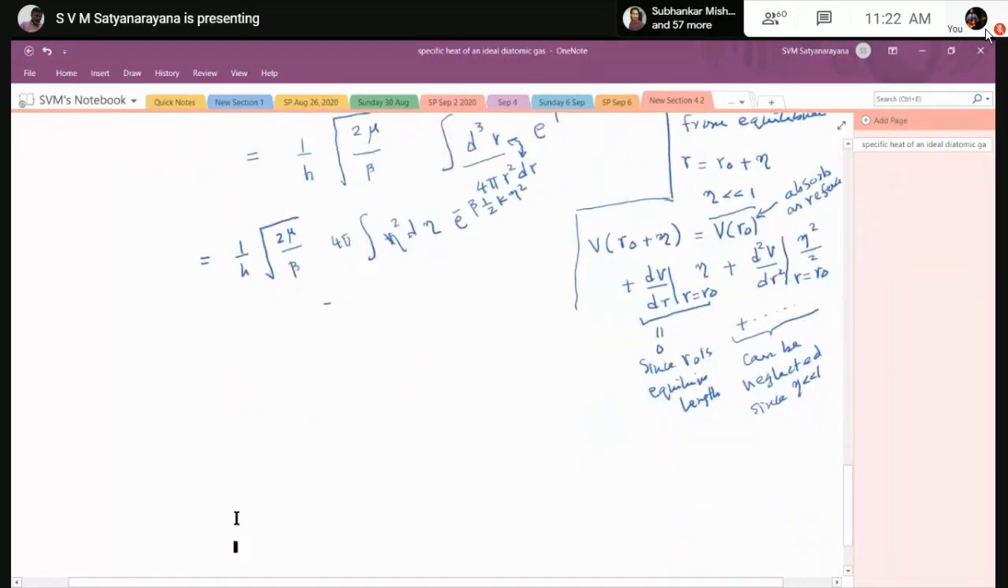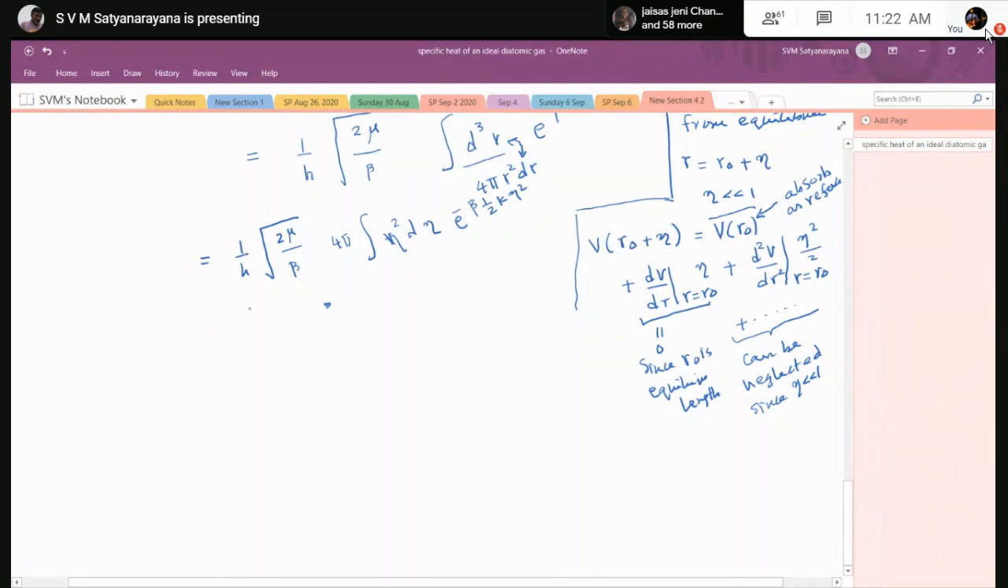So what I am trying to do is... Is that 1 by h or should it be 1 by h squared? Because we have considered 2 degrees of freedom for vibration. No, it is 1 by h only, because these 2 degrees of freedom are a conjugate pair. R and P are a conjugate pair. For every pair, I will have 1 h.